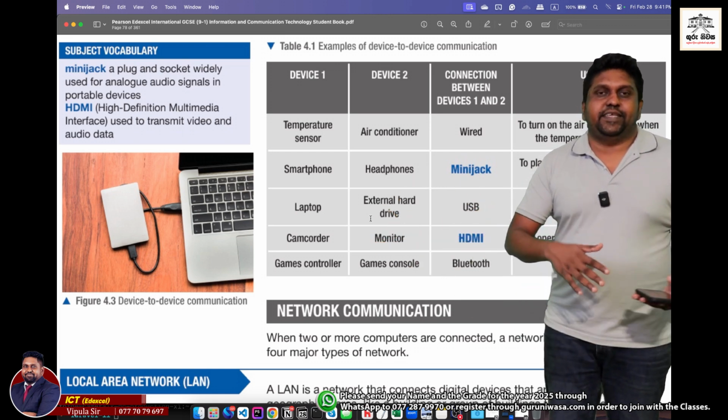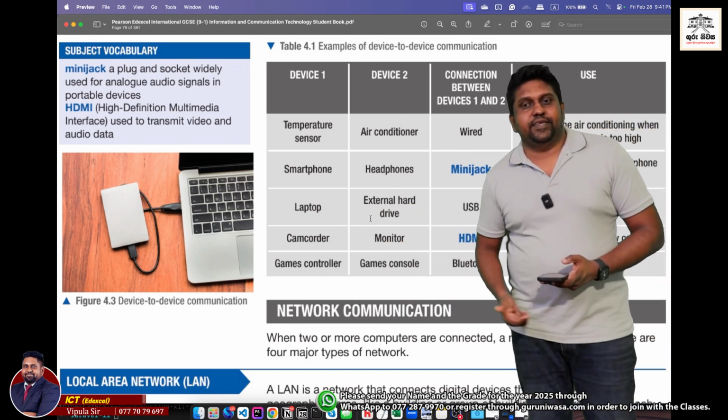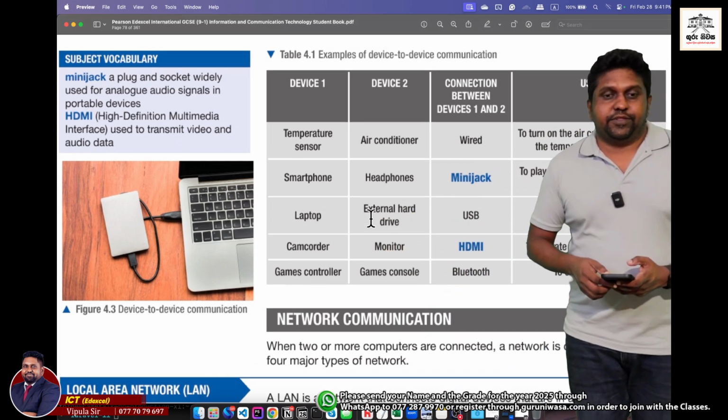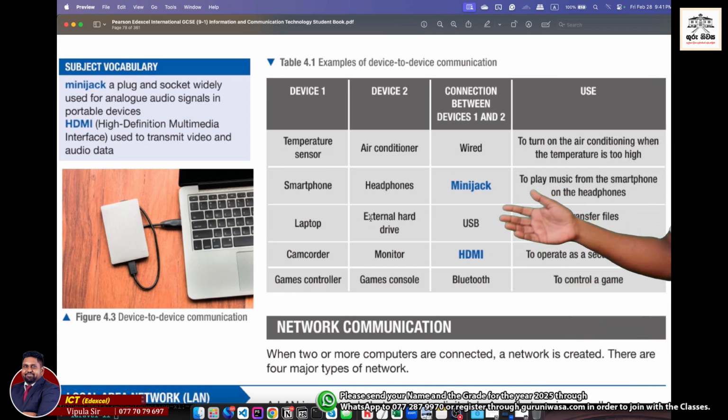So your PC can transmit a data stream and the screen can basically use that to view it. So we have a few examples. So here you can see devices.